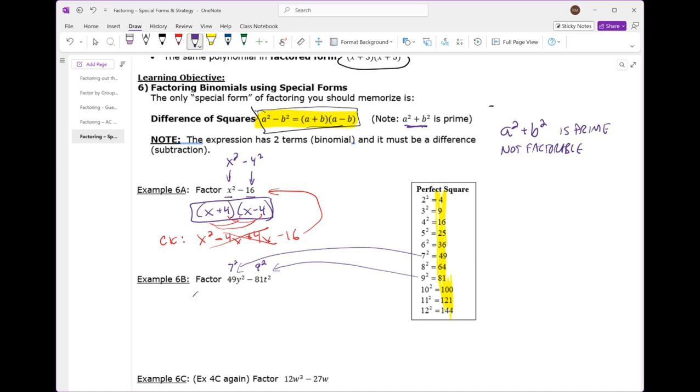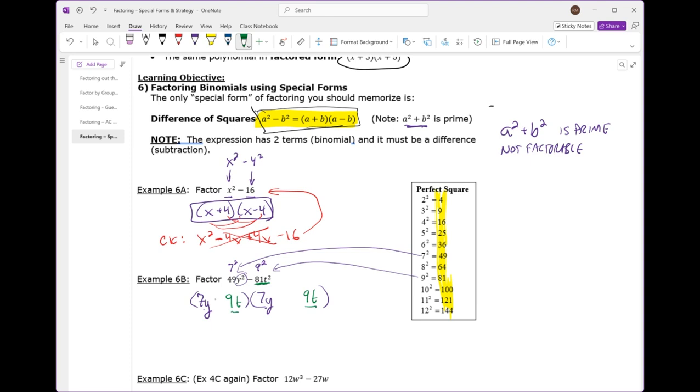So what this means is, now we have two different variables, but that doesn't mean anything changes. So we want to think, what has been squared here? Well, we know the 7 has been squared. And if I look at it, the y has been squared. And I know that 7y times 7y will give me 49y squared. If I look here, I know that if I square 9, I'll get 81. And if I square t, I'll get t squared. And I know that 9t times 9t equals 81t squared.